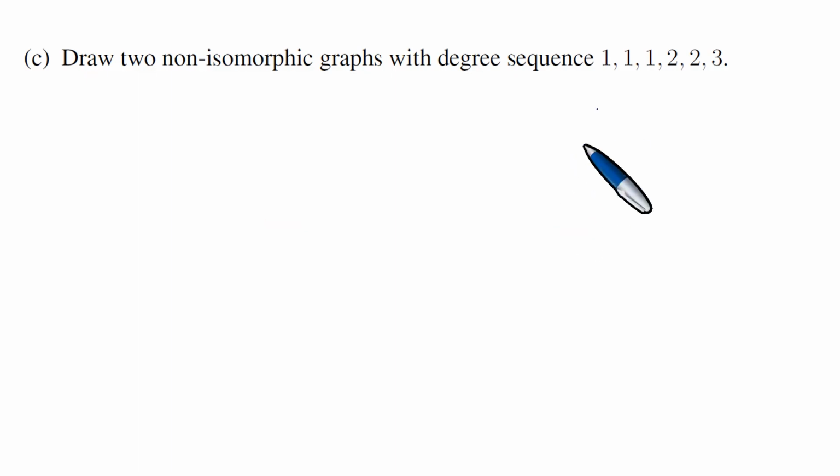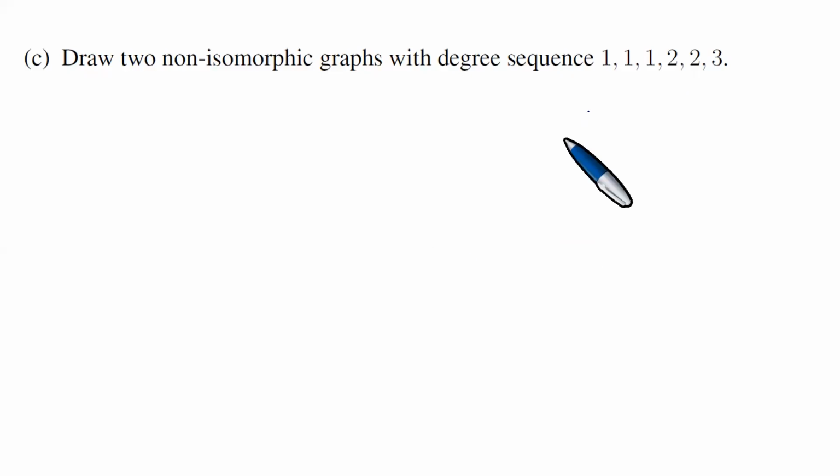Well, the first test is if you add all these, it must be an even number for us to be in a position to construct the graph. So for instance, if you add, this is 3, 6, 10. So yes, it might be possible. So now let's draw two non-isomorphic graphs with this degree sequence. You try anything here, literally anything.